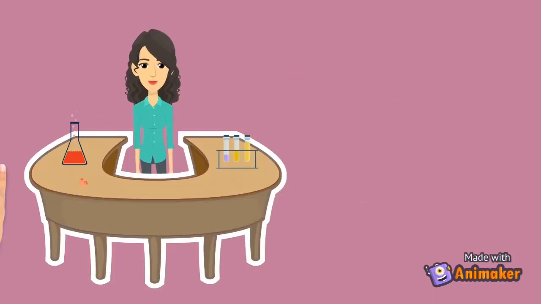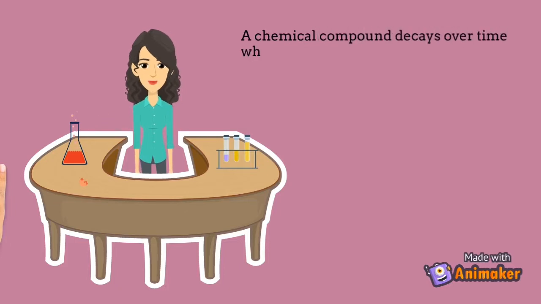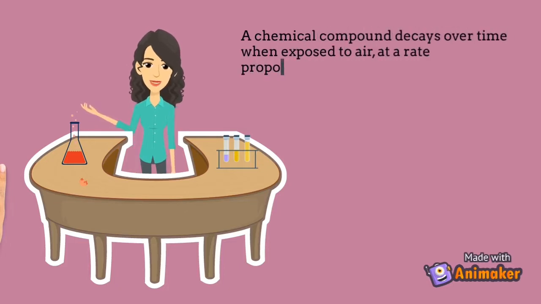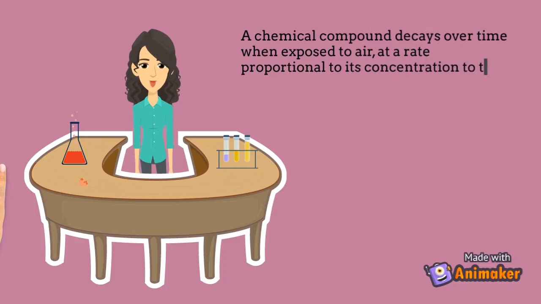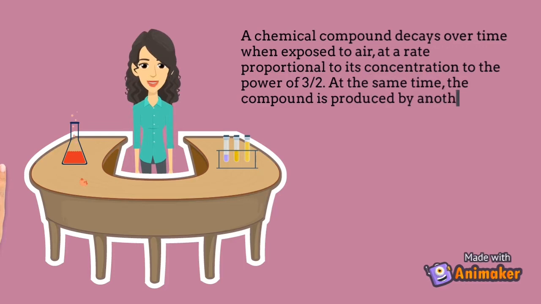Hello everyone. Today, we would like to look at a differential equation problem. So let's begin. A chemical compound decays over time when exposed to air at a rate proportional to its concentration to the power of 3/2. At the same time, the compound is produced by another process.